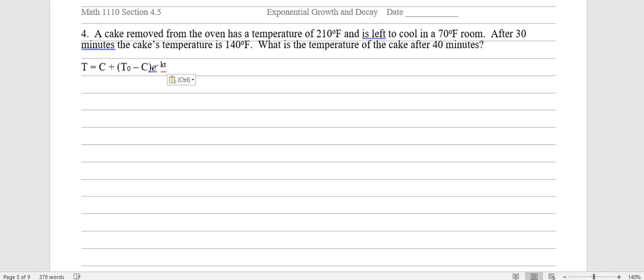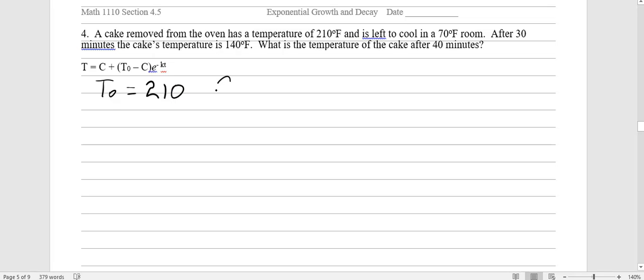Okay, so let's look at another cooling problem. We're still using Newton's law of cooling. And we have a cake with a temperature of 210 degrees. So that's our initial temperature. This is Fahrenheit.